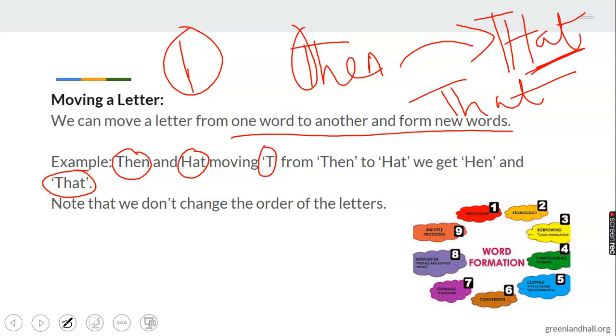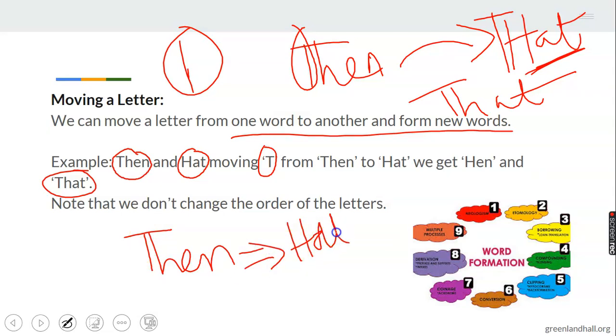How simple is this? I've tried to explain to you here that word formation simply means forming new words from pre-existing words. So the word we used here was then, and we also have hat. But when we formed a new word, we took this T off and we brought it here.